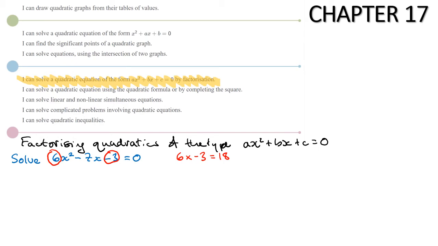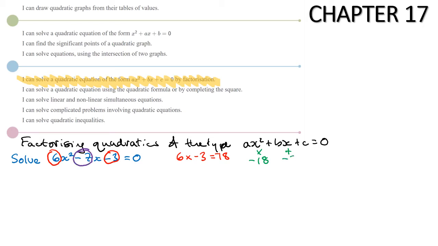That gives me negative 18. So now what I'm looking for are two numbers that multiply, I need to put negative 18 here. Two numbers that multiply to give me negative 18 and add to give me the number in the middle here. Two numbers that add to give me negative 7.